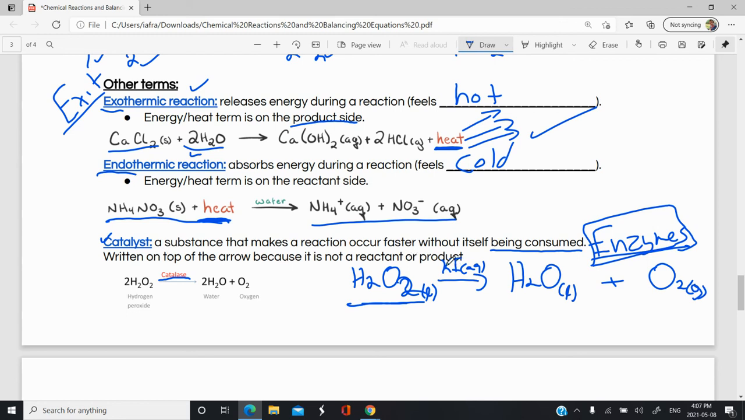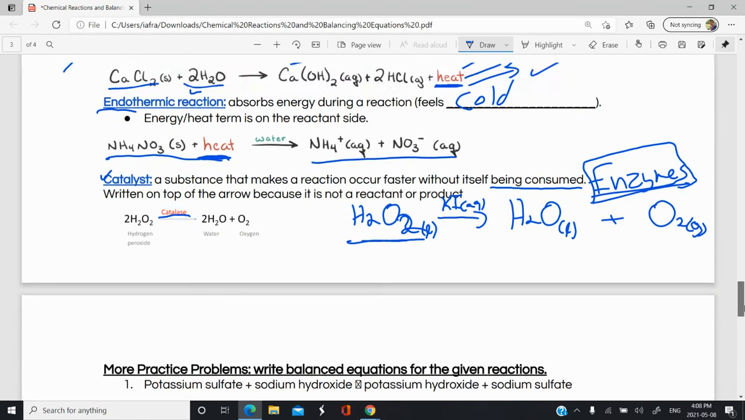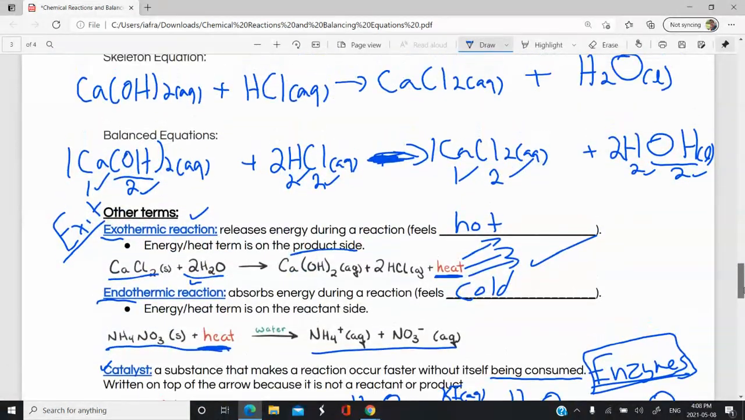Again, write it on top of the arrow. It's not part of the reactants. It's not part of the products. It's its own thing. So at the end, I can recollect this and reuse it to speed up other reactions like that. And so those are some other pertinent, important terms for chemical reactions.